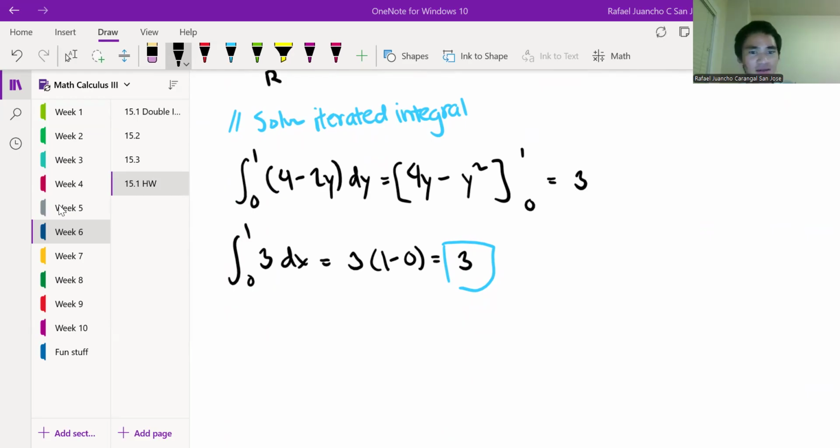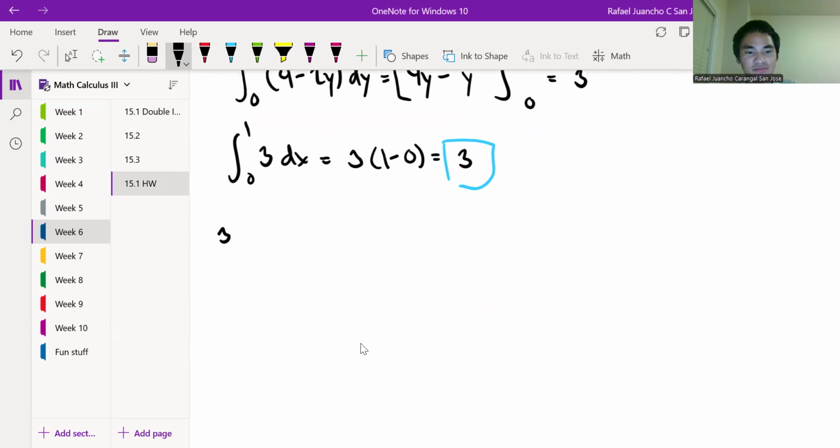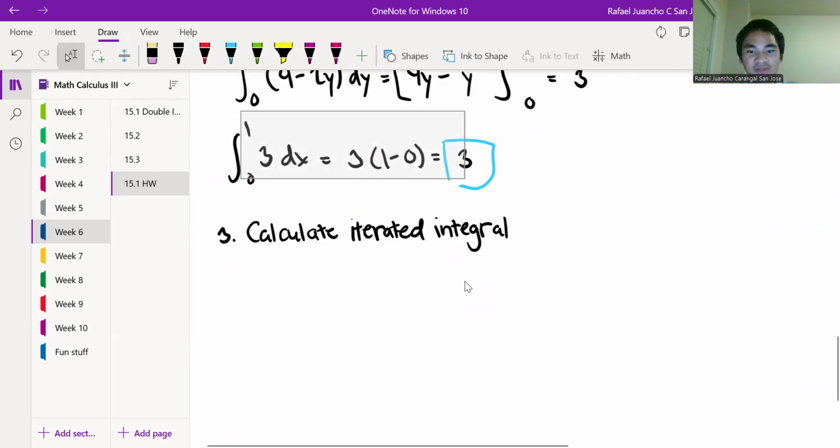Okay, let's do another one. So here we want to calculate an iterated integral. And I already know I'm gonna copy paste this because there's a couple of examples. Oh shoot. Okay, that's not good. Okay. Life hack. So, oh, what's happening?